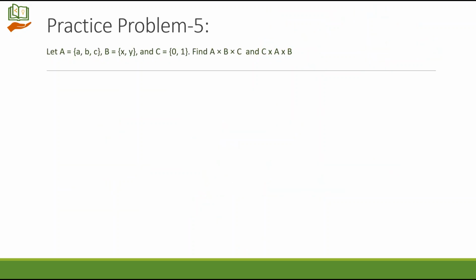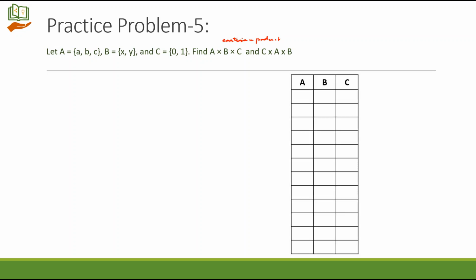Next problem. Let A is equal to ABC, B is equal to XY, C is equal to 0, 1. Find the Cartesian product. When you see the symbol, you should know it is a Cartesian product. A cross B cross C, C cross A cross B. So let's take it in the form of a table. First we have to start with A, B and C.